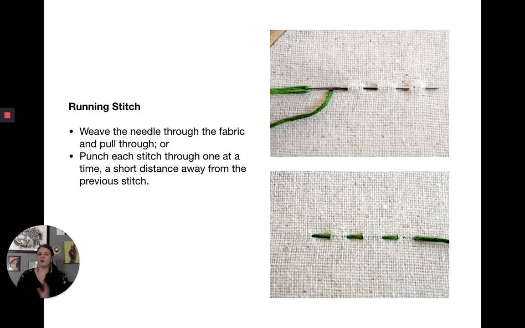Okay, so the most simple stitch that we have when we think of embroidery and kind of the classic simple outlining stitch is the running stitch. So this is also what I kind of think of as just a regular hand-sewn stitch. So you're going to weave the needle through the fabric and pull it through, or punch each stitch through one at a time, a short distance away from the previous stitch, and then you just pull the thread through. Okay, so you can see here in the upper right image, you can see how my needle is going over, under, over, under. Then I'm going to pull it through, and what results is the pattern you see below. Pretty simple. This is arguably, other than maybe seed stitch, the most simple stitch we're going to look at today.